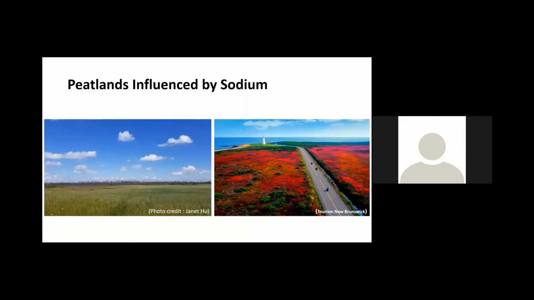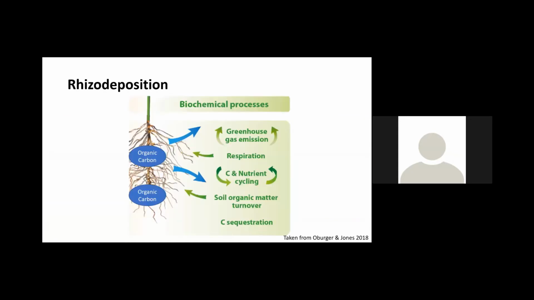So many peatlands are affected by sodium or are expected to have sodium become an increasingly important factor. These include naturally saline peatlands, coastal peatlands that may be affected by sea level rise, as well as constructed peatlands in a post-mine landscape. Sodium can affect carbon dynamics through its influence on biota, as well as through its influence on chemistry. One way that sodium can affect plants is by influencing rhizodeposition.